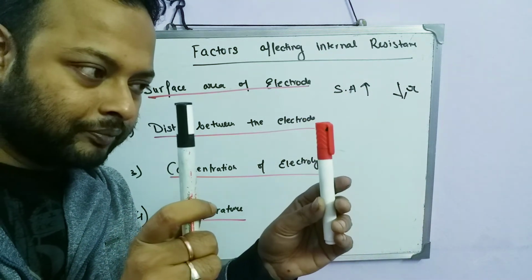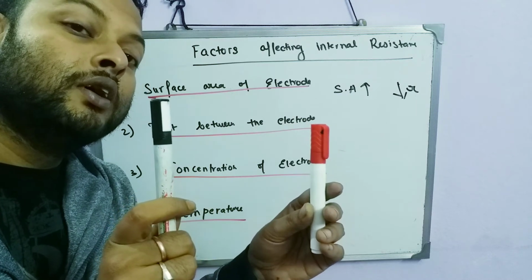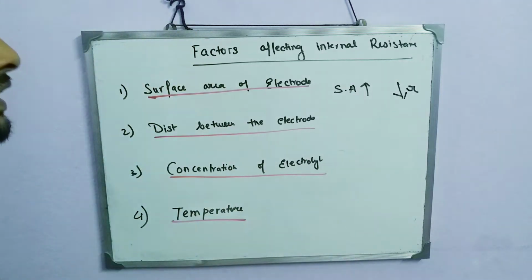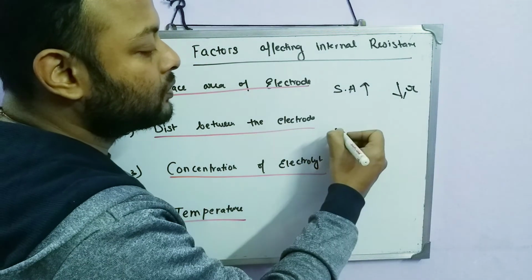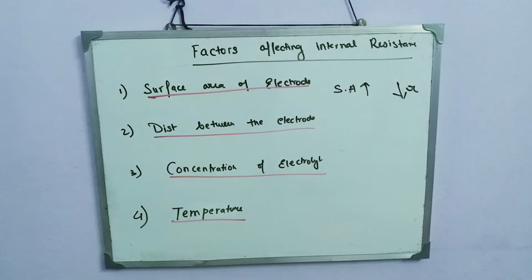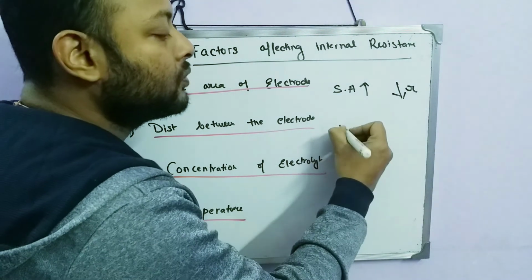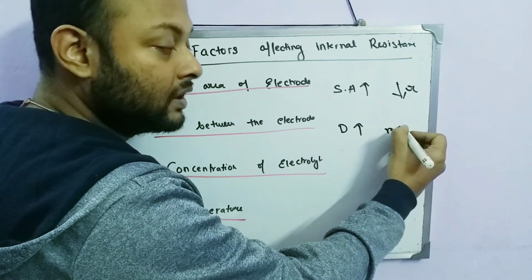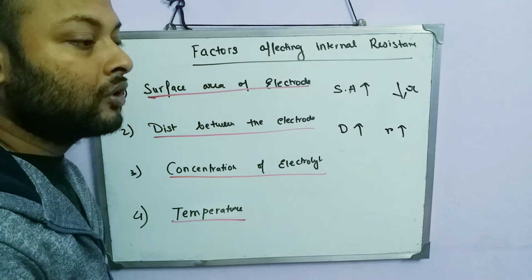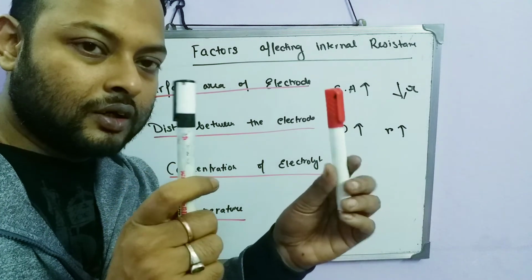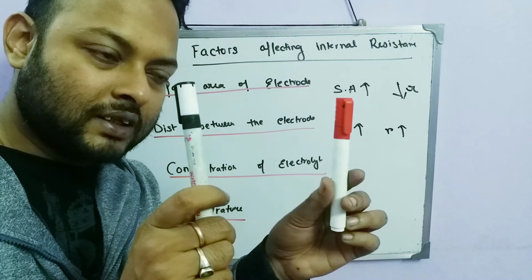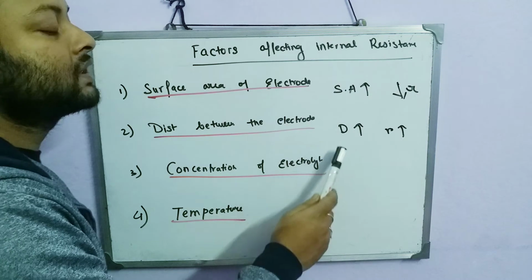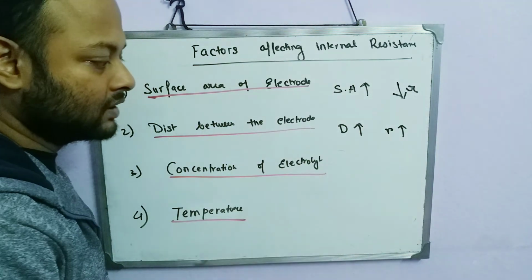Now distance between the electrodes. If I have two electrodes, positive and negative, at a smaller distance, then there will be less resistance. If the distance between the electrodes is more, then the internal resistance is also more. As you can see, less distance, less resistance. If I increase the distance between the electrodes, there will be more resistance. So distance increases, resistance also increases.